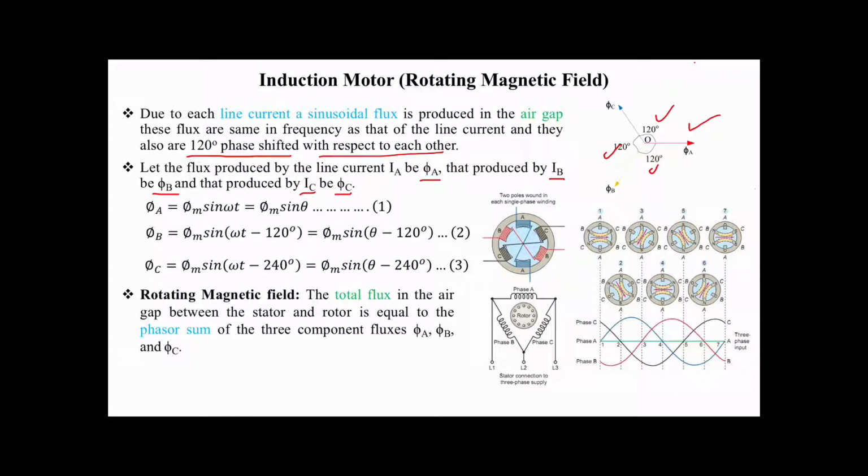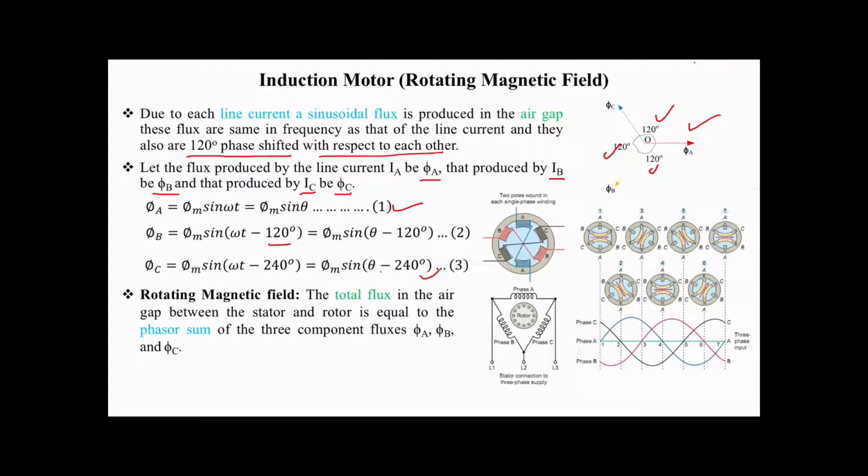So Phi A is equal to Phi M sin omega t, or we can say Phi M sin theta. This is equation number 1. Phi B is equal to Phi M sin omega t minus 120 degrees, which is Phi M sin theta minus 120 degrees. Phi C is equal to Phi M sin omega t minus 240 degrees, which is Phi M sin theta minus 240 degrees. Rotating magnetic field.